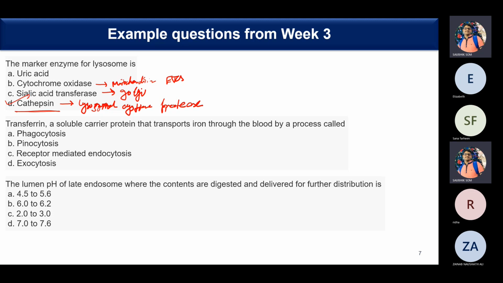Transferrin is a soluble carrier protein that transfers iron through the blood by a process known as phagocytosis, pinocytosis, receptor-mediated endocytosis, or exocytosis? Transferrin always has a transferrin receptor. Again, it's something you have to remember. Transferrin has its transferrin receptor, so whenever there is a receptor, there will be receptor-mediated endocytosis.